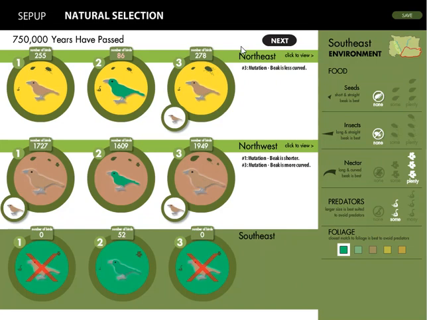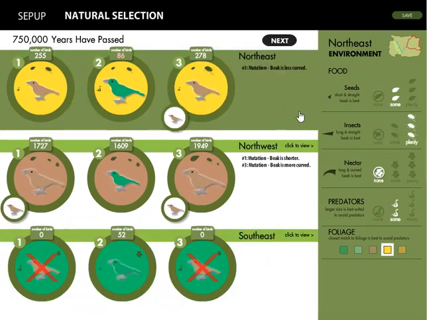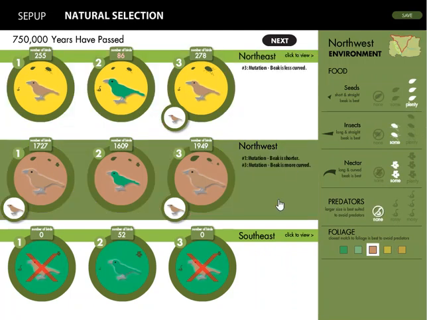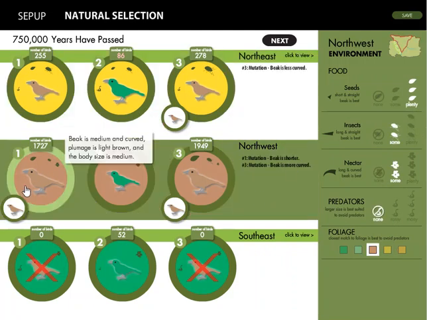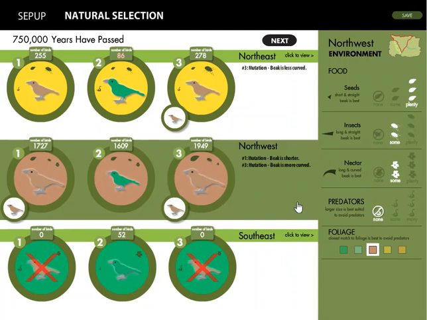750,000 years later, in the Northeast, in the third population, the beak is less curved. Probably a benefit since there's no pollen flowers or nectar flowers there. In the Northwest, the first population has a shorter beak and the third one has a more curved beak. Still so many food sources, so it's hard to judge whether that's going to affect them either way. No changes in the Southeast yet.